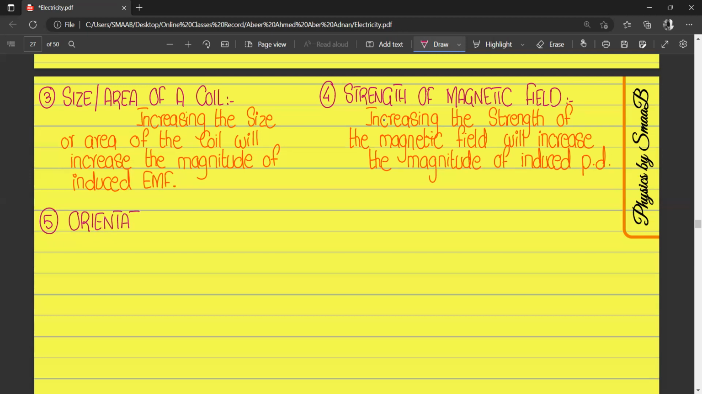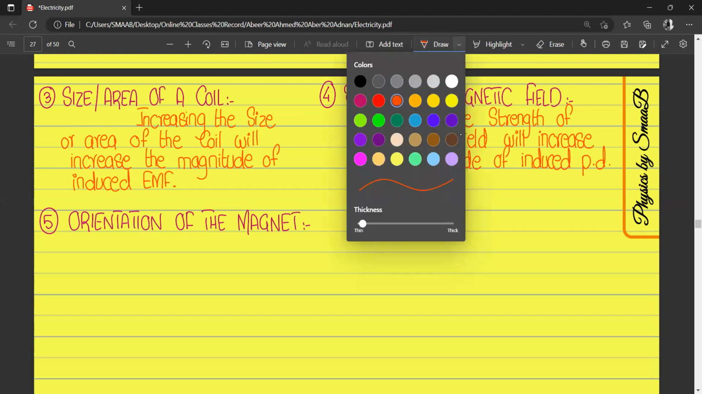Orientation of the magnet. If you remember, when we move the magnet in the forward direction, there is induced EMF in a single direction, and when you reverse the direction of the magnet, there will be a reverse direction of induced EMF in the circuit, right? So it also depends upon the orientation of the magnet. Okay. Yes.